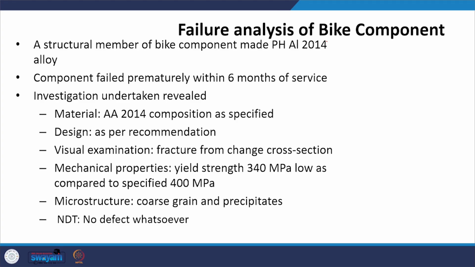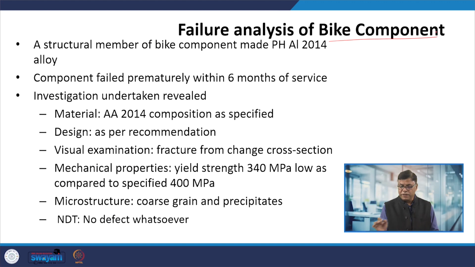So, now we will take up one case study. Here in this case study, what we will try to see is the failure analysis of a bike component, which is made of the precipitation hardenable aluminum alloy. It is a structural member which takes the load during the operation, during the use. And this component of the bike failed prematurely within 6 months of service.